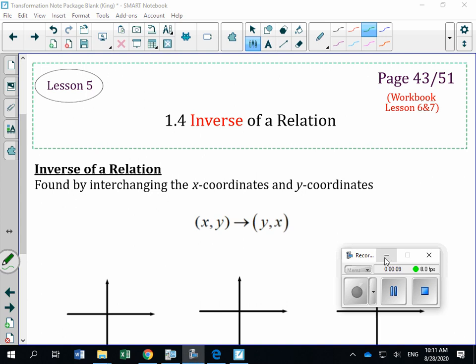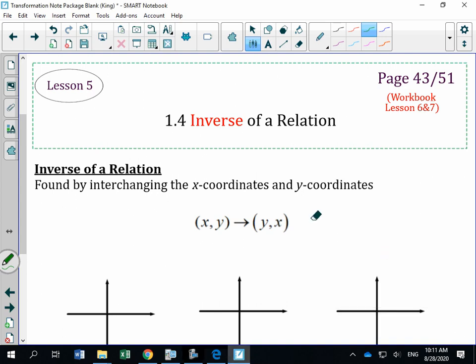So this is going to be part one of two parts. The lesson is on the inverse of a relation. It corresponds to the workbook lessons 6 and 7. Now in the workbook, I will be assigning these two lessons for their homework. The notes for this lesson though are not in the workbook, they're just in my note package on the Google Classroom.